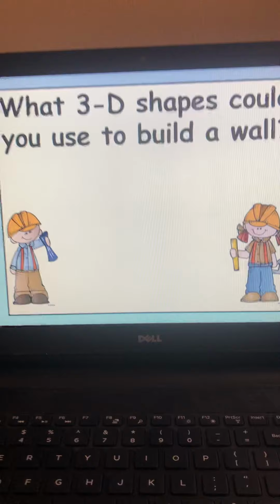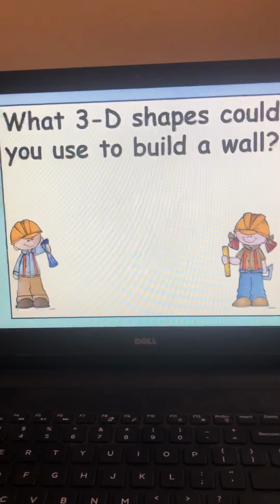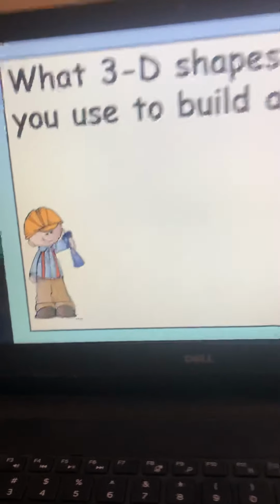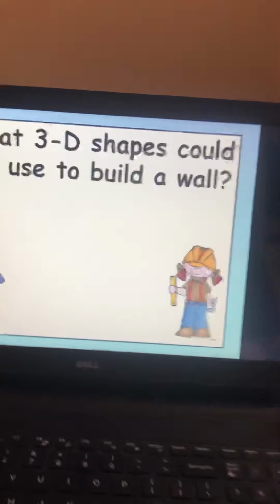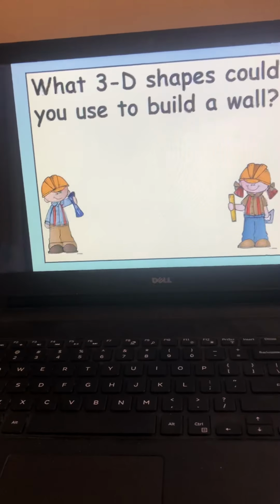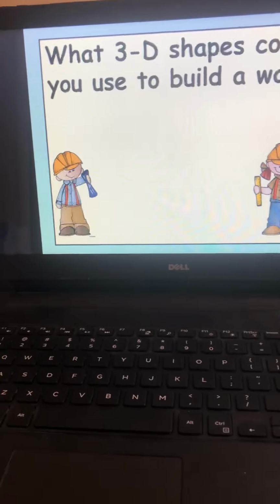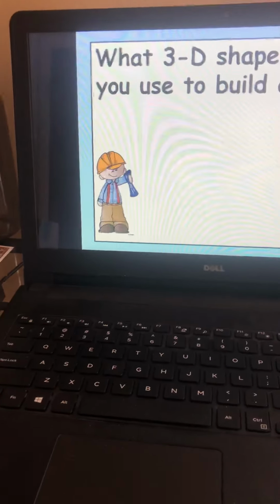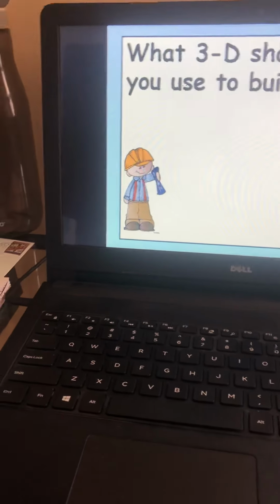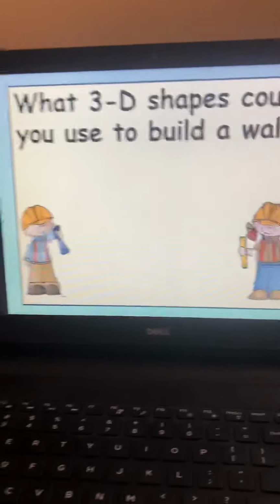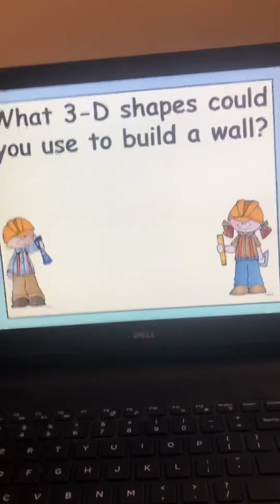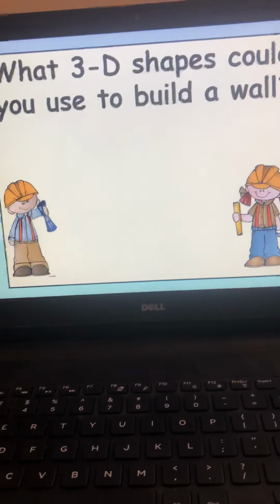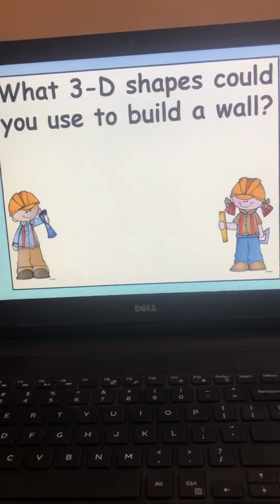So what 3D shape could you use to build a wall? Think about if you were building a wall, what would you use? Maybe you thought that you could use a brick. Think about what shape a brick is. Kind of like this tissue box, a brick is a rectangular prism.